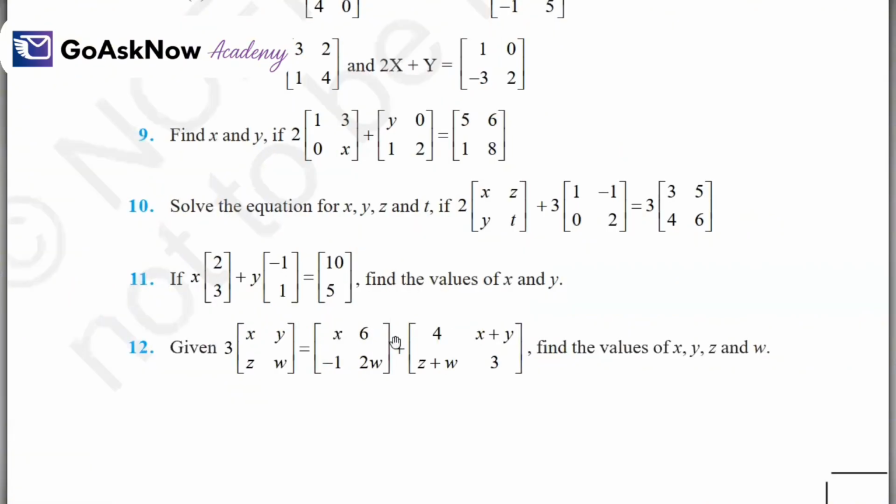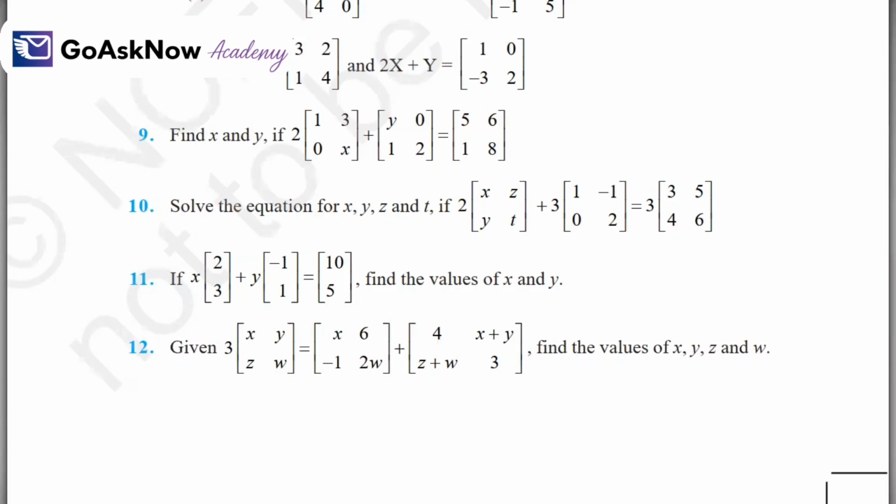Solve the equation for x, y, z and t if 2x, z. So this is also similar to the previous one, but here you have two variables and here you have four variables. So you will get linear equations in two variables, for both pairs. You can easily solve this if you know the linear equation in two variables concept. So you can easily solve this also.